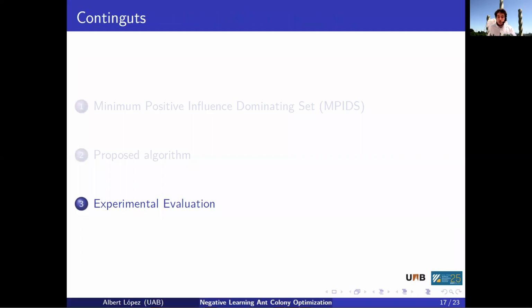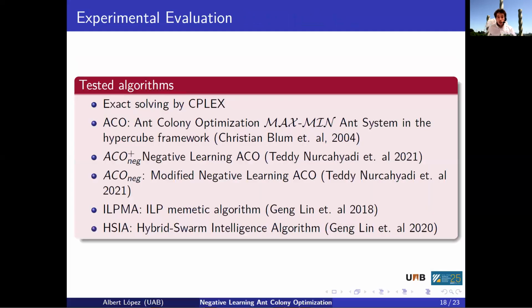So let's move on to the experimental evaluation. We have tested different algorithms. First, an exact solving by CPLEX. Then we have the classical ant colony optimization framework by Marco Dorigo and Christian Blum, which is MAX-MIN and hypercube. Then we have our proposed algorithm, which is the ACO plus negative, proposed by Teddy Nurcahyadi in 2021. We have another version, but this is of less interest, as we'll see later, and it takes the negative pheromones into consideration.